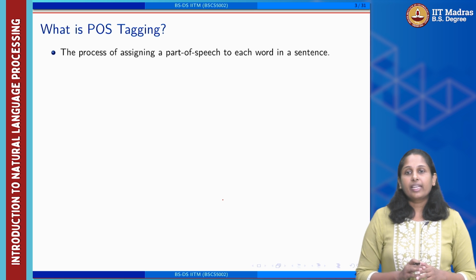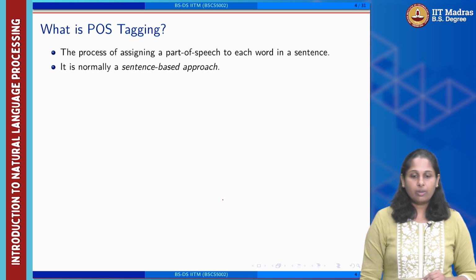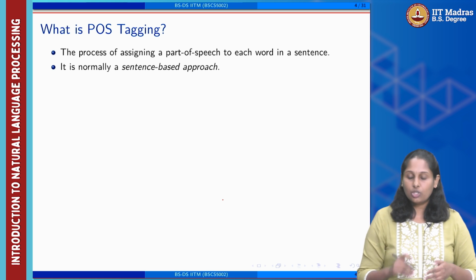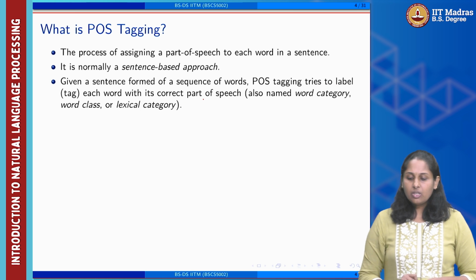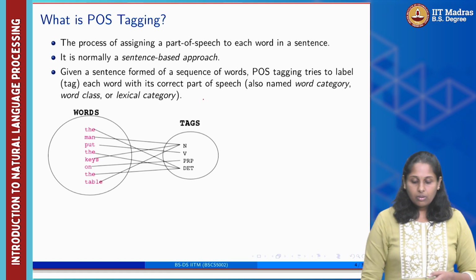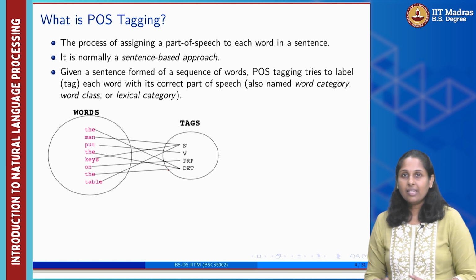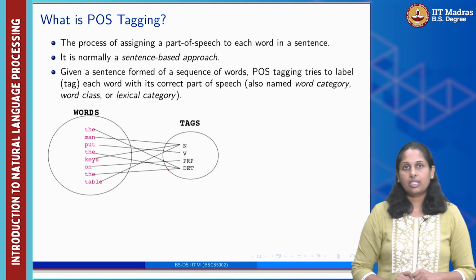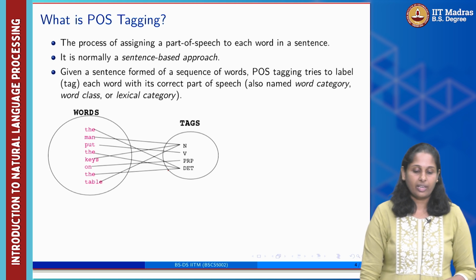It is a process of assigning a part of speech to each word in a sentence. So, it is normally a sentence based approach, since it helps us look at the complete sentence and assign tags to each of the words. It tries to label each word with its correct part of speech. We can call it a word category or a word class or a lexical category. So, for example, there is a list of words here, and there are a handful of tags that we are trying to build for languages, and assigning these tags to the given text is the process that is done in POS tagging.